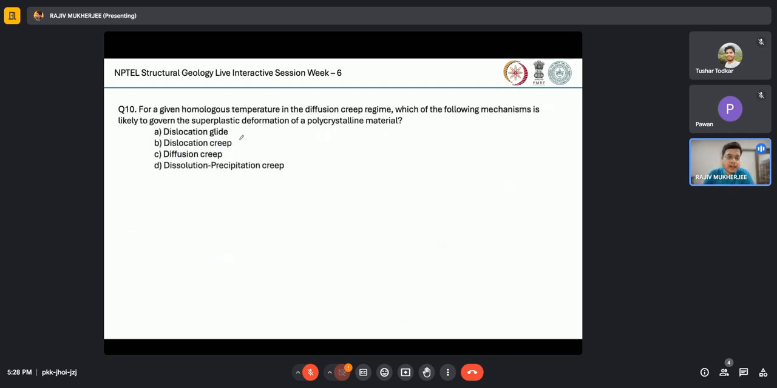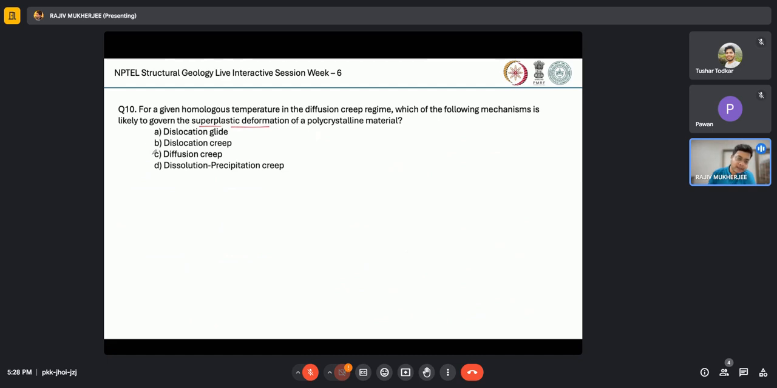For a given homologous temperature in the diffusion creep regime, which of the following mechanisms is likely to govern the superplastic deformation of a polycrystalline material? Option A, dislocation glide. Option B, dislocation creep. Option C, diffusion creep. Option D, dissolution precipitation creep. So I just want to share this thing known as superplastic deformation. This is a new thing.